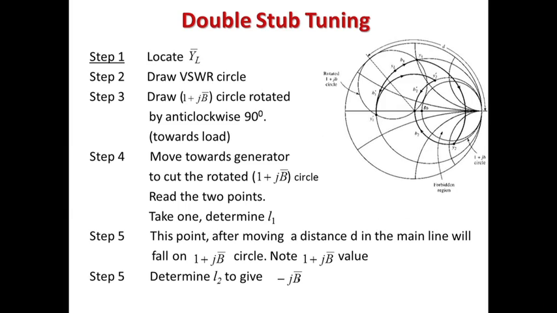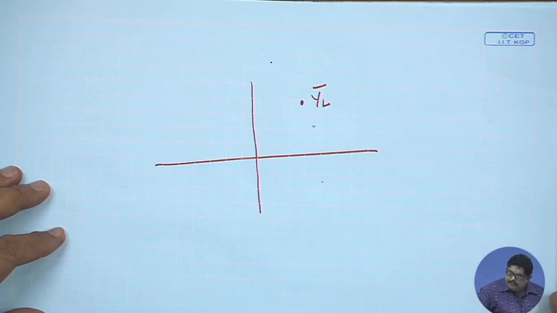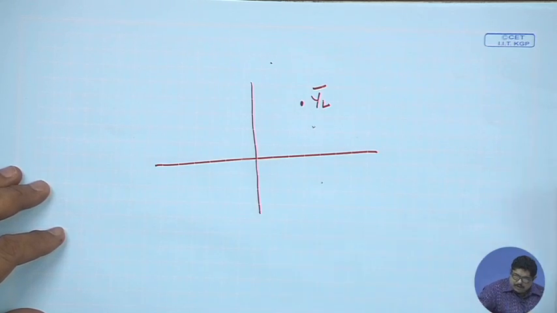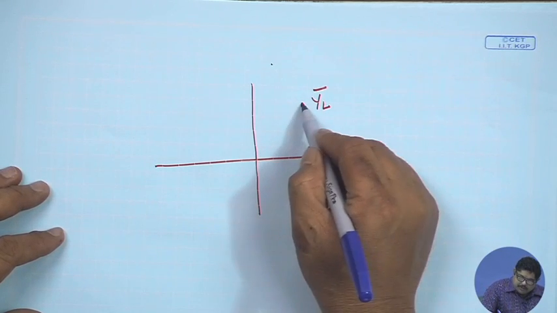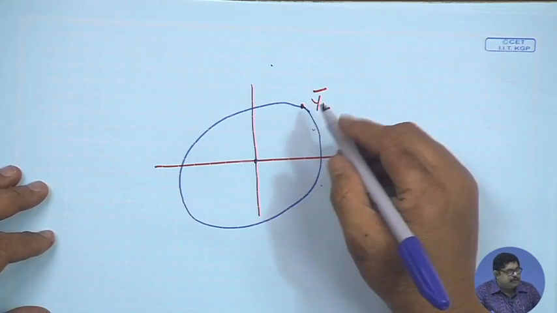With this you see the procedure for double stub tuning. You locate your YL bar, that you are now familiar with, the load admittance, and draw the constant VSWR circle. So, what we do in the Smith chart, we locate, let us say this is our YL bar, then I can always draw the constant VSWR circle as a circle like this, center here.